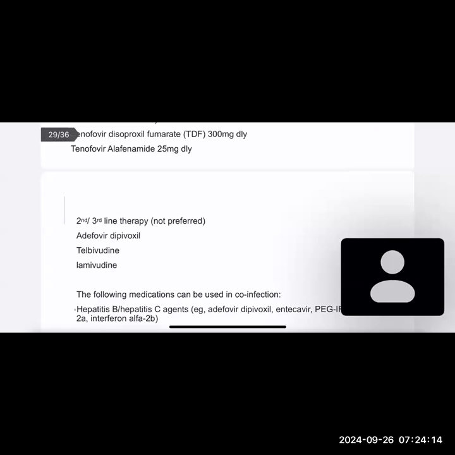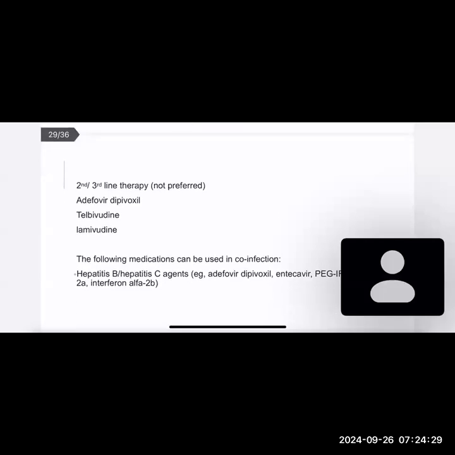Other second line therapy that we can use, although not preferred, is adefovir dipivoxil, telbivudine, and lamivudine. Telbivudine is very good for children who are less than 12 years. Lamivudine is not commonly used because patients, while being treated with lamivudine, develop mutant strains and become resistant over time. So it's a drug to mention, but is not recommended.